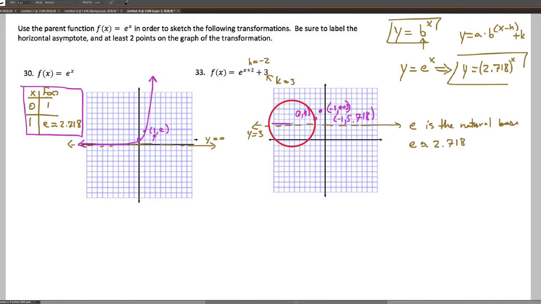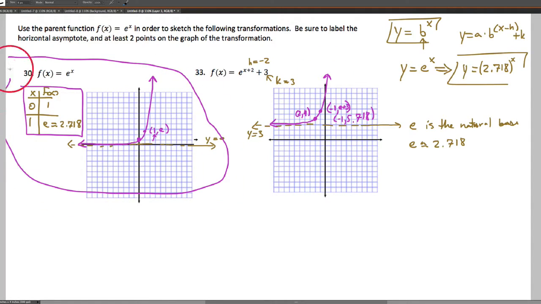So whether you want to give me the exact value or the decimal, what I would expect to see is that because we can graph our parent natural exponential function, we can just graph any transformation of that as well.